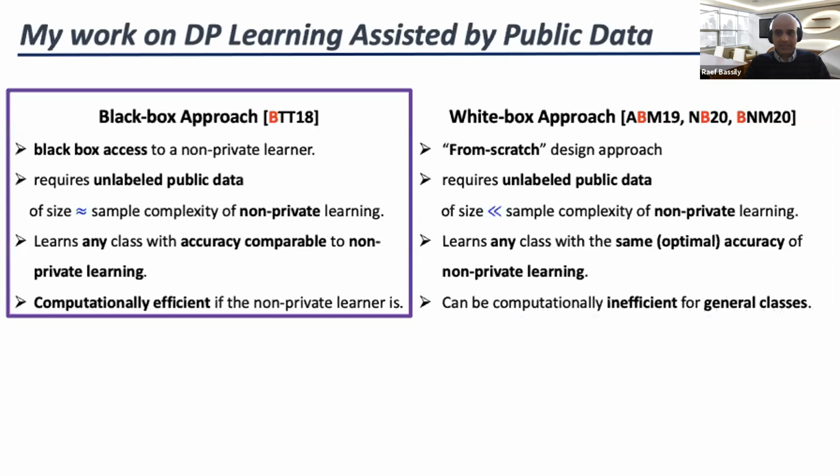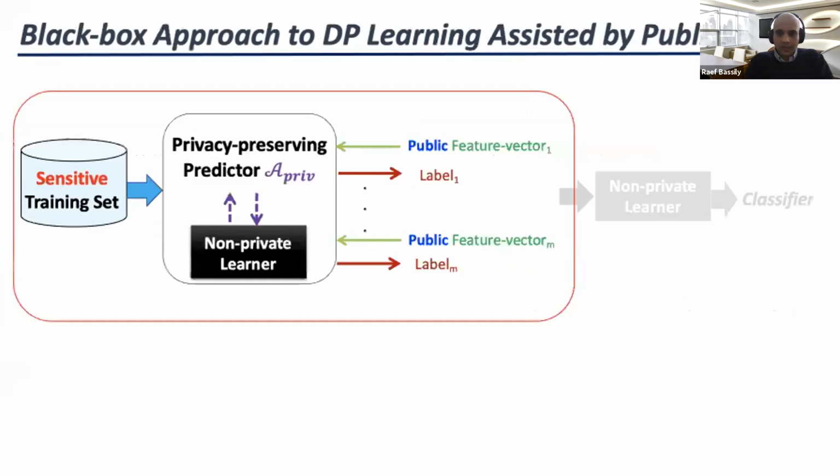In the remaining minutes of this talk, I'll tell you a little bit more about our algorithm that follows the black box approach. Our algorithm has two stages. Just to remind you, here we have a sensitive training set, which is labeled, and a public data set, which is unlabeled. So mainly we have a bunch of public feature vectors and a sensitive labeled training set.